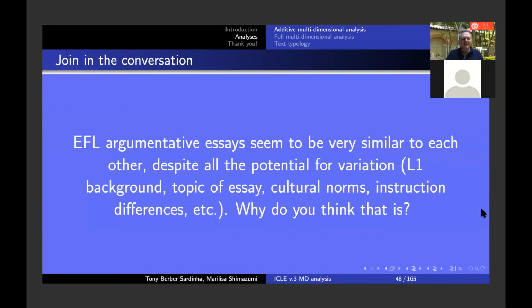So these EFL argumentative essays seem to be very similar to each other, despite all the potential for variation. So we have different L1 backgrounds, different topics, different cultural norms, different instruction methods and things like that. So how come they look similar? Why do you think that is? If you think this is an interesting question, could you jump ahead and go to the chat? Let us know.